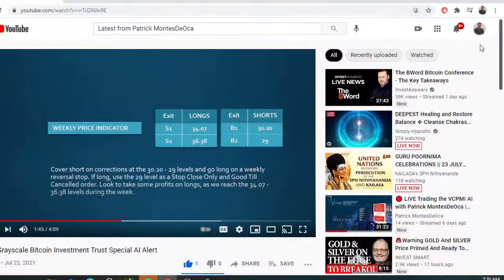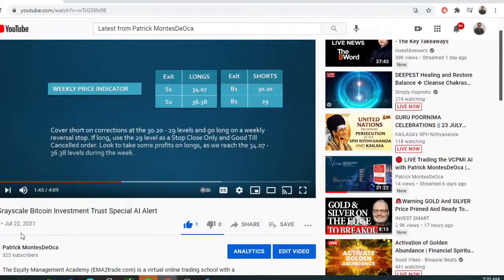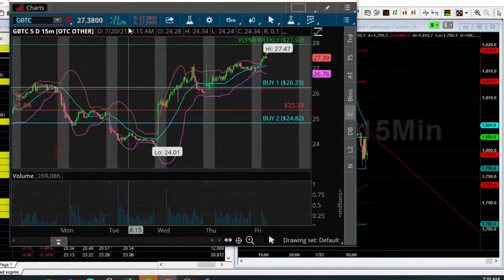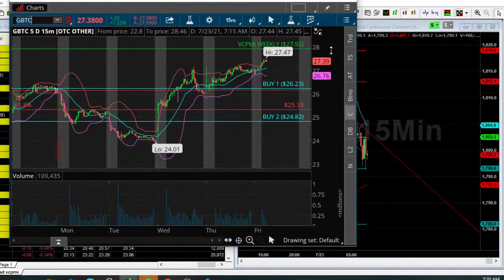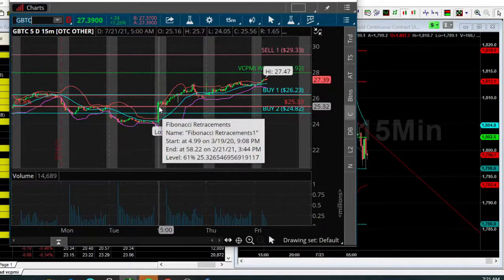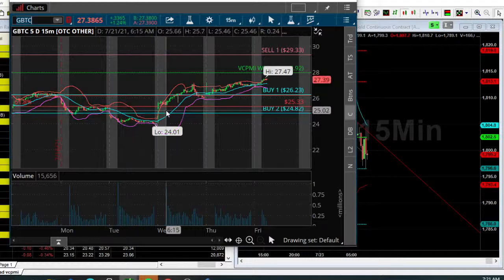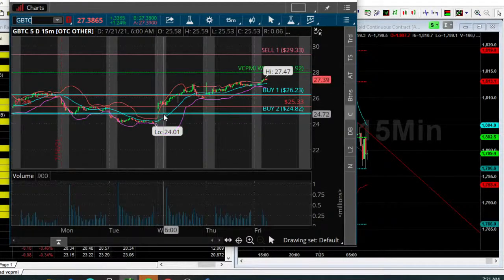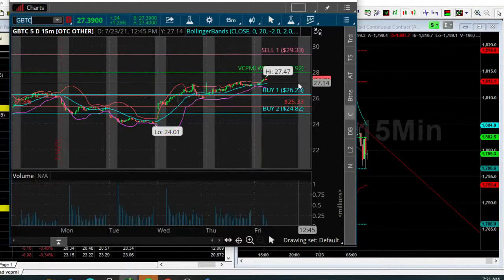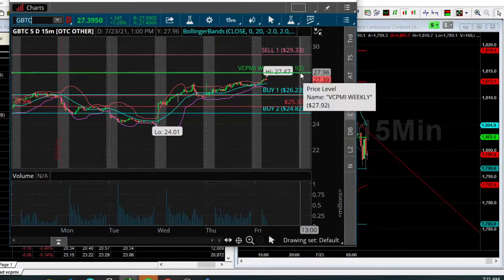This signal was put out yesterday on the 22nd, and we are moving in the right direction as we take a look at GBTC here. This is the signal that we saw yesterday, reverted right back after testing the buy 2 level of 2482. We made a low at 2401 and just reverted from those levels, activating a buy trigger from the buy 2 level and the buy 1 level. So far we've made a high of 2747, and the target is 2792 initially.